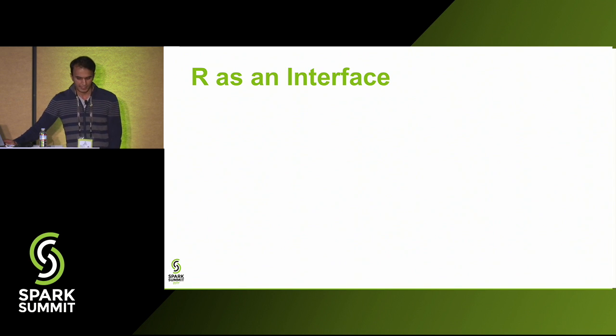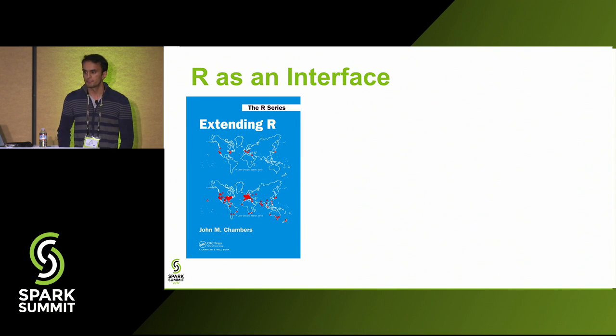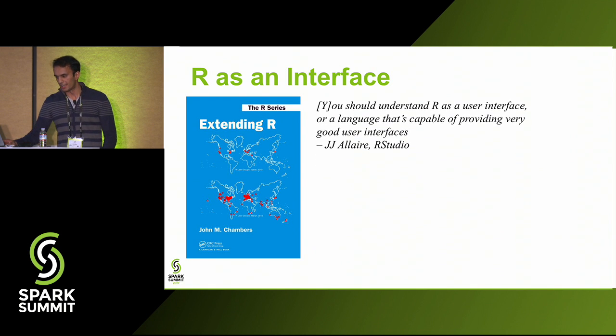But taking a step back, I think of R as an interface. Actually, there's a book that came out, I think, just last year by John Chambers, who was one of the primary developers of the S language, which is where R's inheritance came from. And he made a lot of effort in this book to describe how R was designed to be an interface language, and that's what it's really best at.